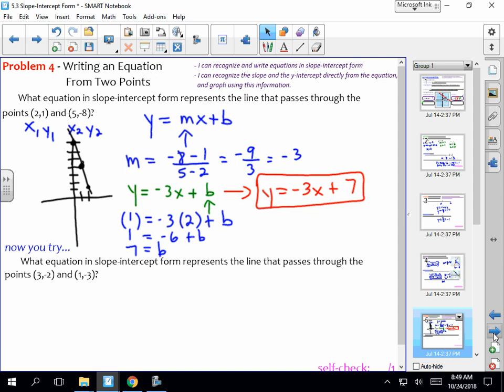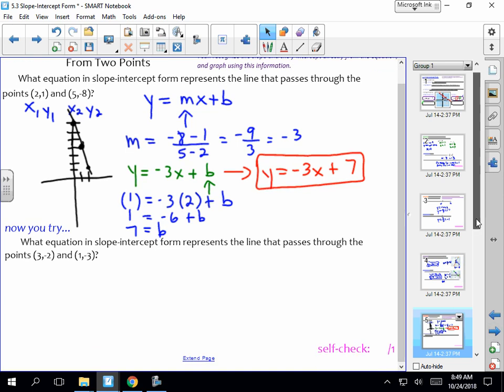See if you can find the equation of the line through 3, negative 2 and 1, negative 3. Go ahead and calculate the slope first. So this is step 1 right here. Calculate the slope.